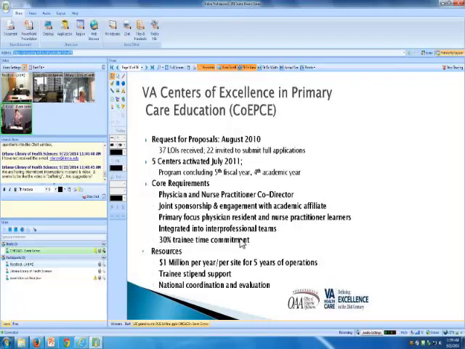And then they had to be integrated into the interprofessional team in the clinic. So we call those teams teamlets. So that's a teamlet of the RN case manager, the LPN, and the health tech, and the pharmacist, and the psychologist or social worker. So the trainee is integrated in that team. And there had to be a 30% trainee time commitment. And this was an issue for the physician residents.